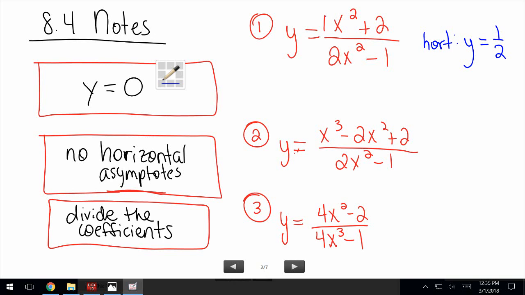All right, number 2. All it says to do is find the horizontal asymptotes. So what's the degree on the top? 3, x cubed. There you go. What's the degree on the bottom? 2. Which one's bigger? On the top, look on your little cheat sheet. When the numerator had the biggest degree, there's not one. No horizontal asymptote.